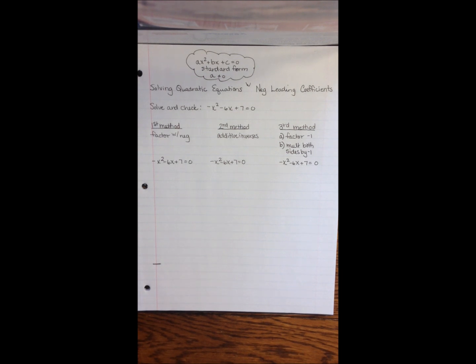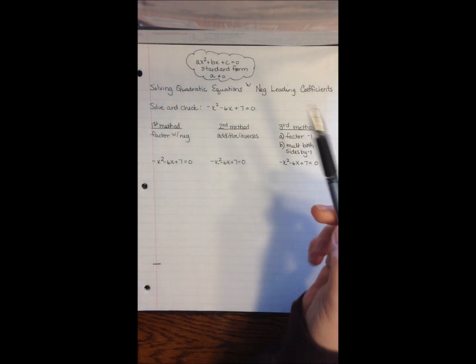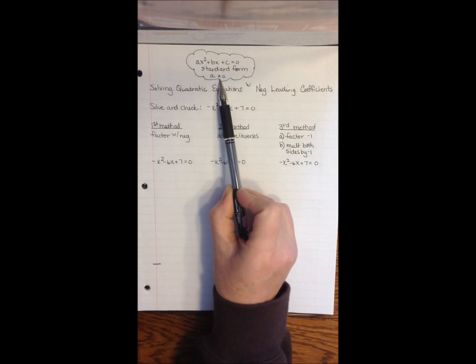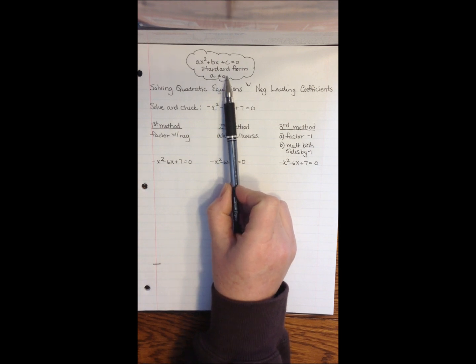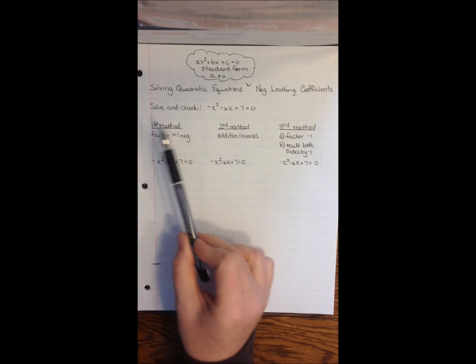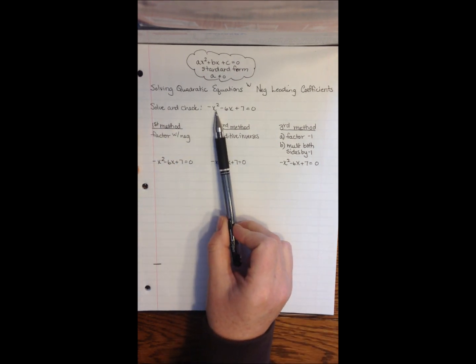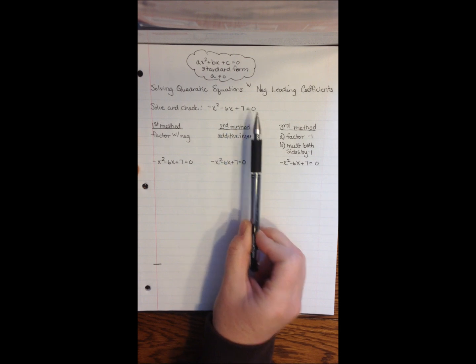Solving quadratic equations with negative leading coefficients. We're going to continue our study of quadratic equations. Remember, quadratic equations are in the form of ax squared plus bx plus c equals 0, where a does not equal 0. That gives us the second power on the x. We are going to solve and check the problem minus x squared minus 6x plus 7 equals 0.